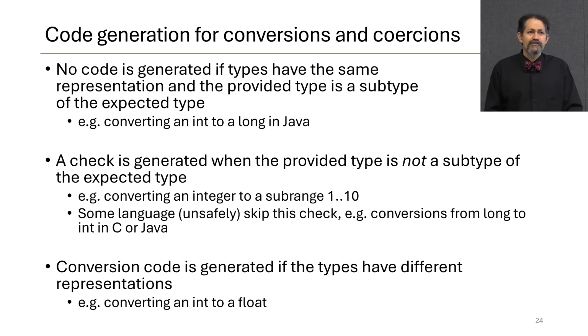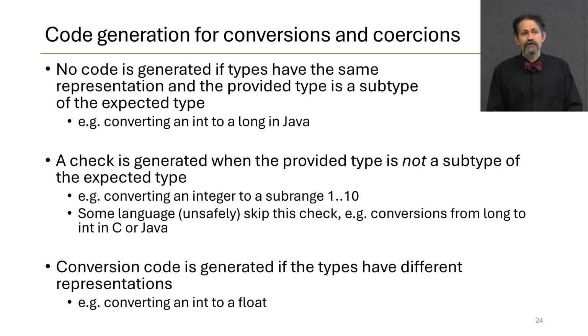Some languages skip this check. That's unsafe, but it saves some time and the potential of an error. It just means that the programmer has to make sure they get it right. So conversions from long to int in C or Java would be in this form. C will do that implicitly in a coercion, whereas in Java that would be a conversion put in by the programmer.